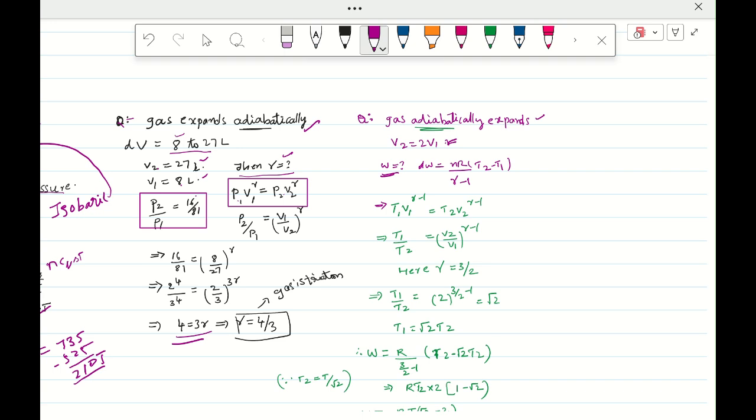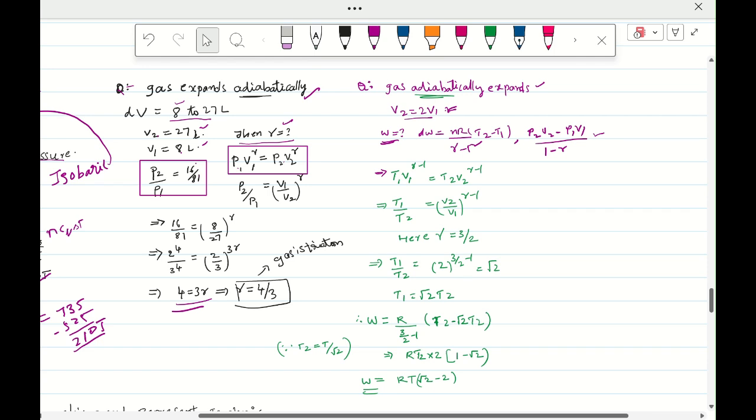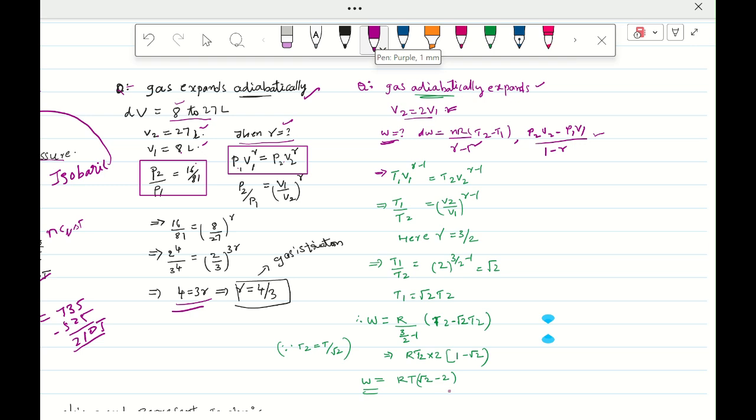So here work done in adiabatic case, nR(T2 minus T1) by gamma minus 1. I can go with P2V2 minus P1V1 by 1 minus gamma, or P1V1 minus P2V2 by gamma minus 1. However, you can take. So now here V relation is given. Either you can use this one or this one, not a problem at all. And you can go here. Formula between T and V. I solve like this because the answer is given in T. We have to bring in T's. That's why I'll go with T1 V1 power gamma minus 1 equal to T2 V2 power gamma minus 1.